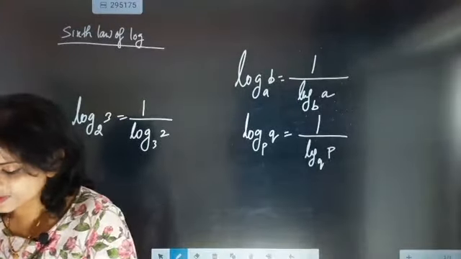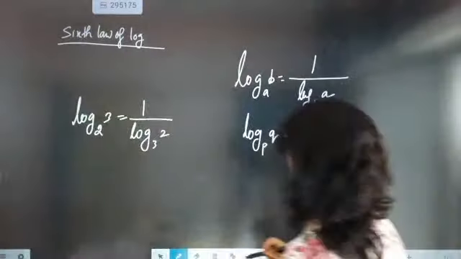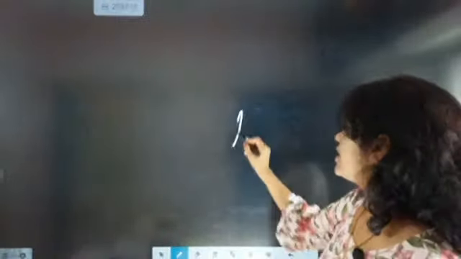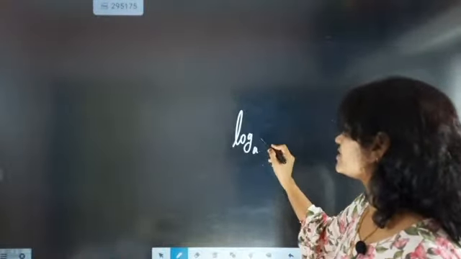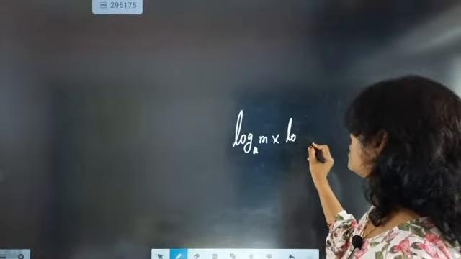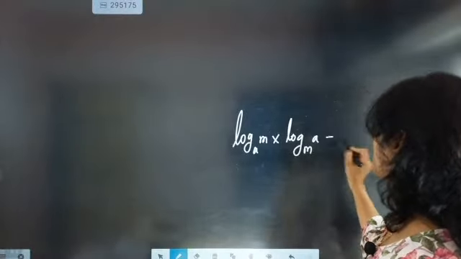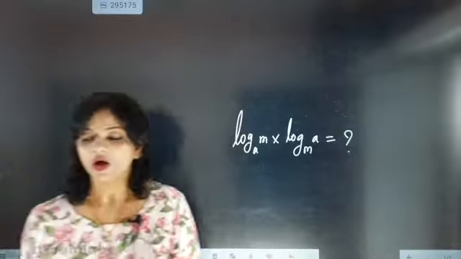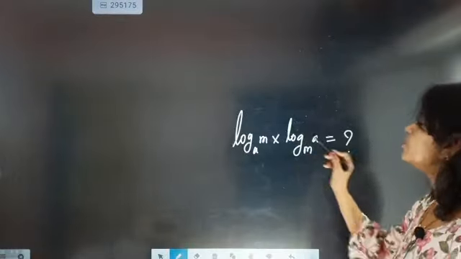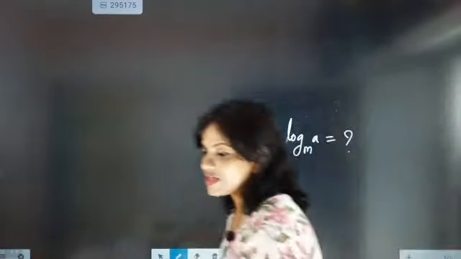Now based on this, I'm just going to give you one question. If someone gives you log base a of m into log base m of a, what will be the value of this? This is just an application of the property. What property did I teach you, and what is the application of this property I want. Log base a of m into log base m of a, what will be the answer?